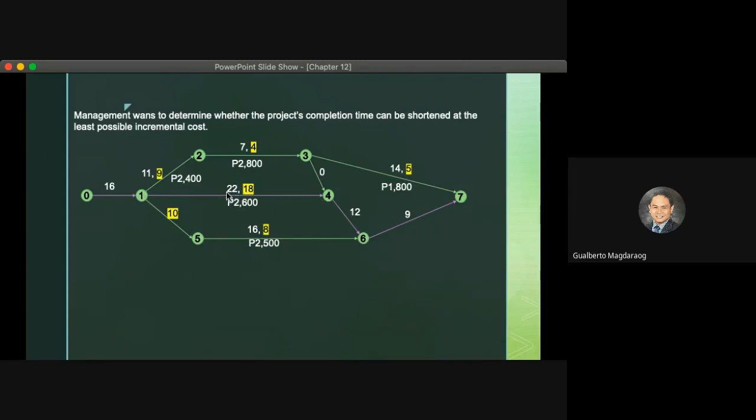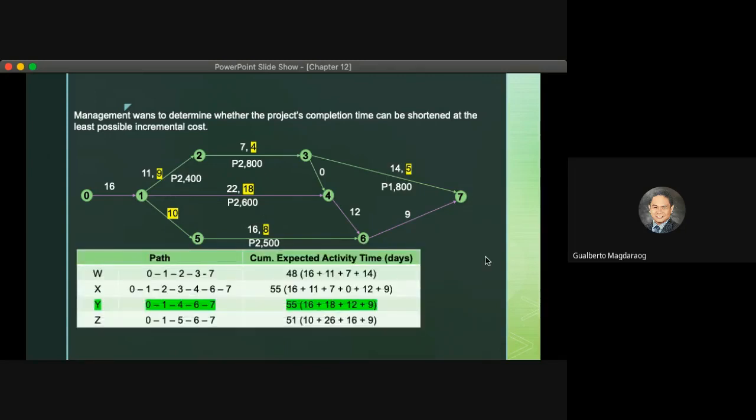From 22 days, we can crush it to 18 days with a 2,600 pesos crush cost for every day of crushing. Okay? So that will be our lowest cost because there is no other choice. So, crushing it from 22 to 18, we will have a new number of days, which is 55. That's 16 plus 18 plus 12 plus 9 equals 55.